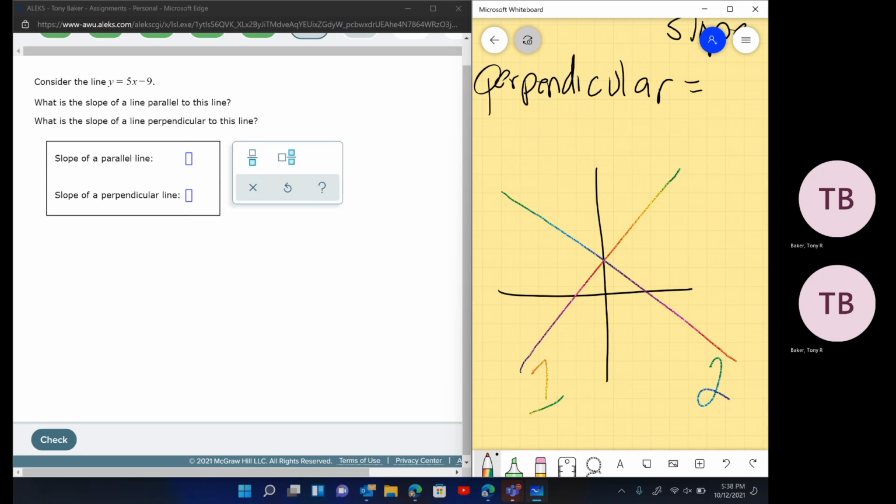Line 1, what's it doing? What type of slope is it? Line 1 is going which direction? Up. Remember, you always read from left to right. So line 1 is going up. So that means it is a positive slope, correct? Line 2 is going down, so it's a negative slope. All right, so the first thing we know about perpendicular lines is one's got to be positive, one's got to be negative. So they have to be different signs.